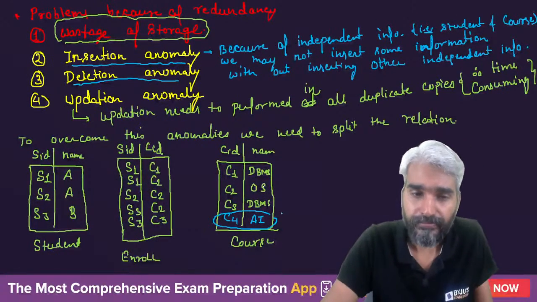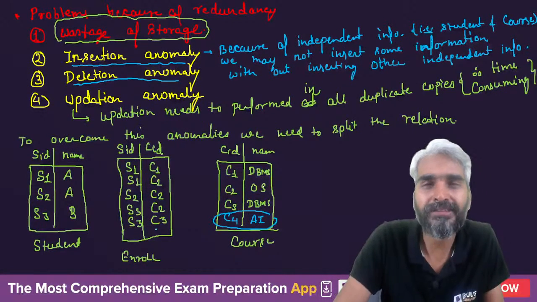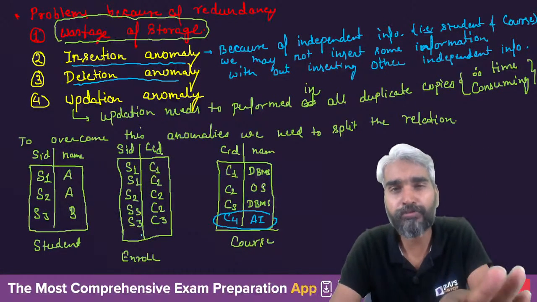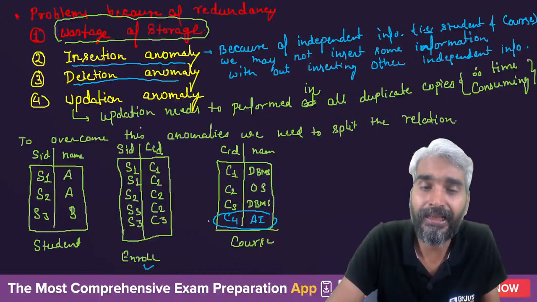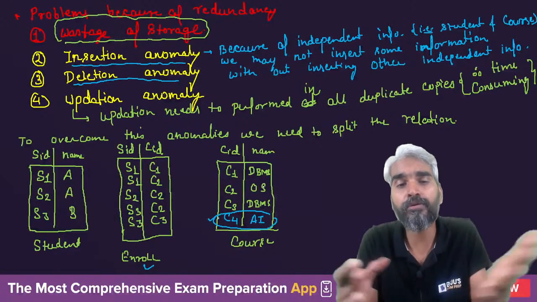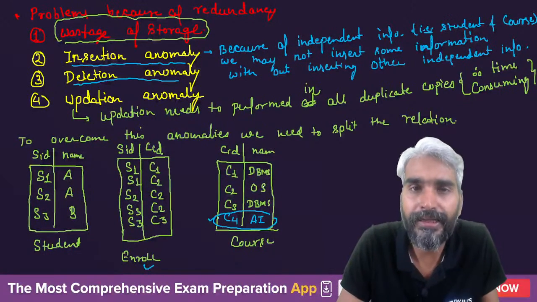Right or wrong? So if no one is enrolled for that particular course, it's not a problem, because if somebody enrolls for that, that entry will be available in the enroll table. Currently, we are just inserting the information of a new course in the course table, and it is not creating any problem.